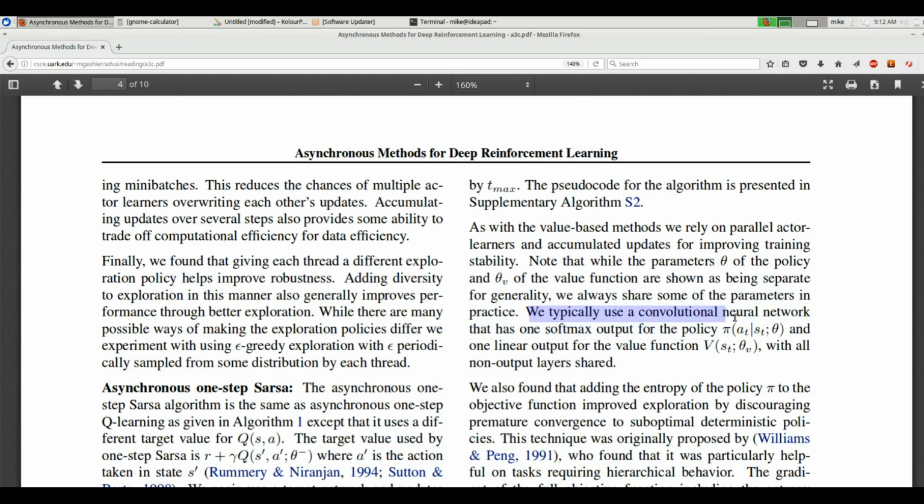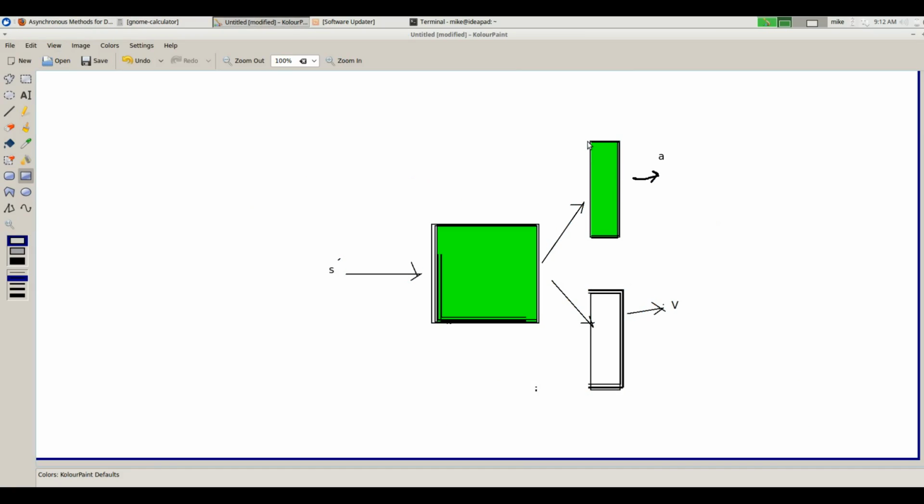We typically use a convolutional neural network that has one softmax output for the policy and one linear output for the value function. So in other words, this happens to be a softmax layer, if you know what that is. If you don't, that's okay. I haven't taught it in this class. But a softmax layer is a layer that is constrained to output values between 0 and 1, and is constrained so that they sum to 1. It's basically for doing probabilities. So remember, we choose the actions from a probability distribution.